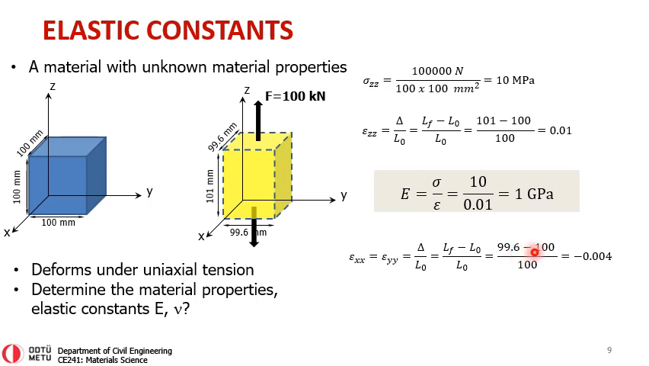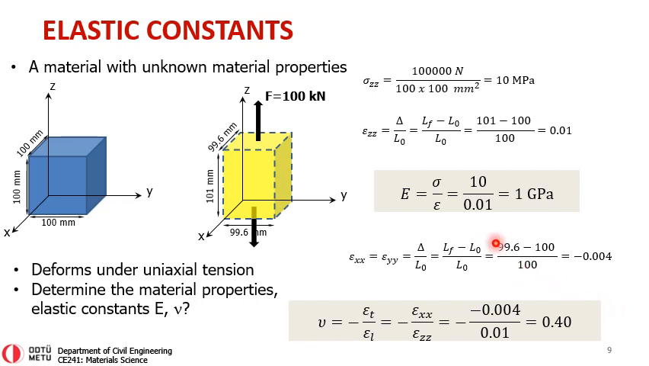99.6 minus 100 divided by 100 will give you now a minus 0.004. And how is Poisson's ratio determined? Remember, it is determined as minus transverse strain divided by longitudinal strain. So transverse strain is this number over here, minus 0.004. And longitudinal strain is this number over here, 0.01. If you were to divide this, you will get 0.40.